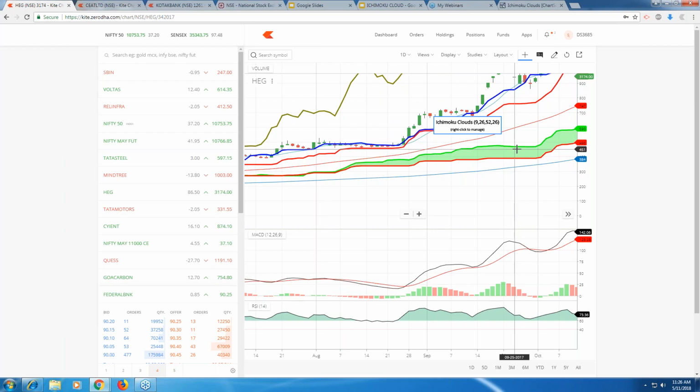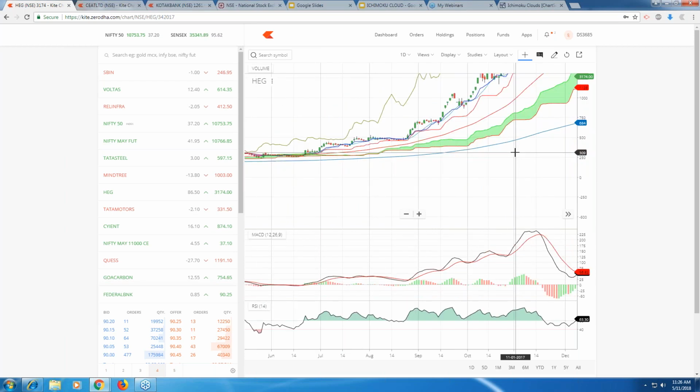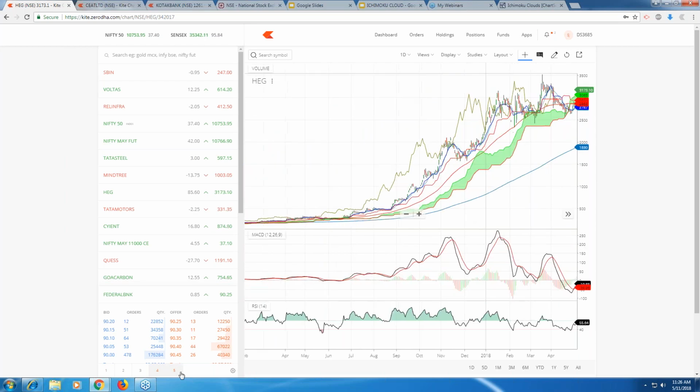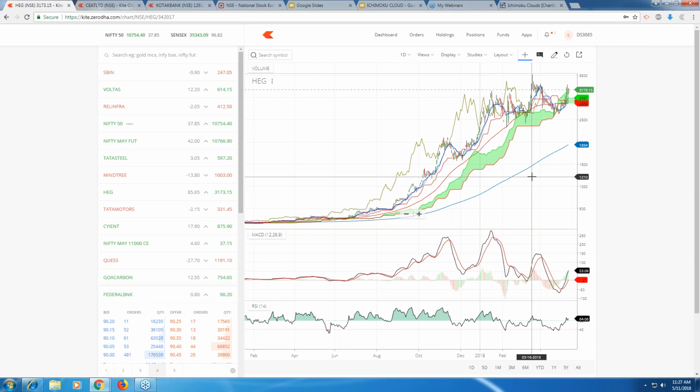So let's take up a few more examples, and I'm going to give you a screener by which you will be able to find out by the end of the day which are the stocks that are piercing the cloud, right? And when you find such stocks, I'll tell you after that how you enter and how you exit. So what is important for us is to see that the stock is actually piercing the cloud.